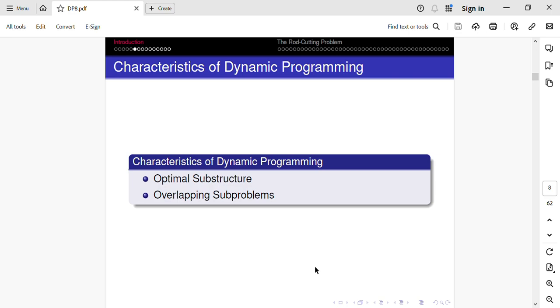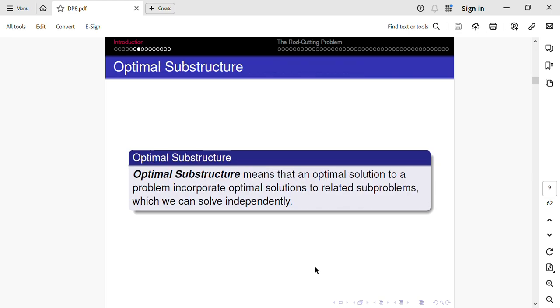Now, if we have a problem, how do we know whether we can solve it using dynamic programming? There are two particular characteristics of problems that can be solved using dynamic programming. The first one is optimal substructure and the second one is overlapping subproblems. Optimal substructure means if we have an optimal solution to the original problem and we break it into smaller subproblems of the same type, then the solutions for those smaller subproblems will themselves be optimal solutions to those subproblems.